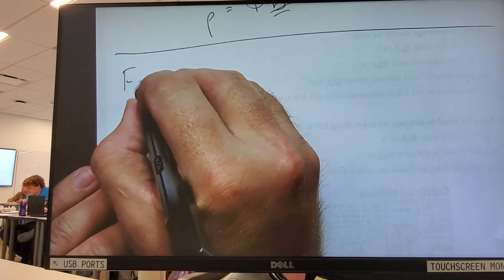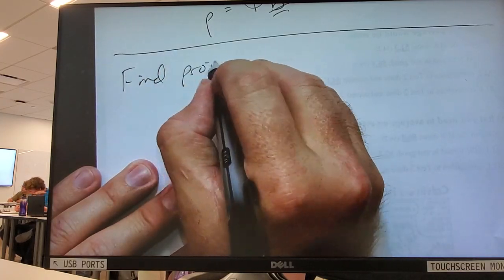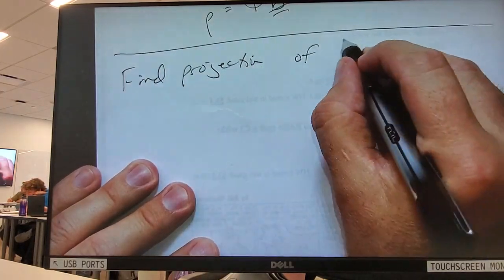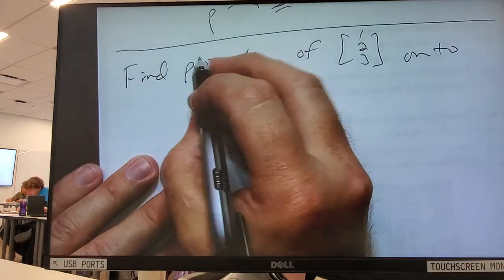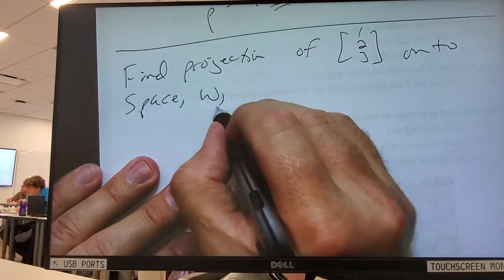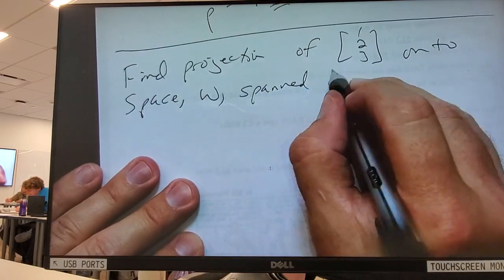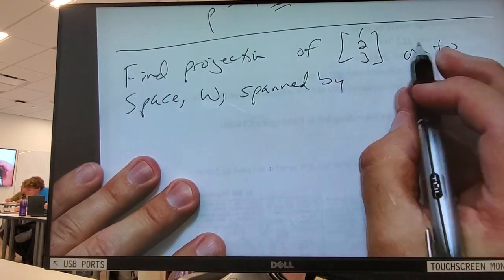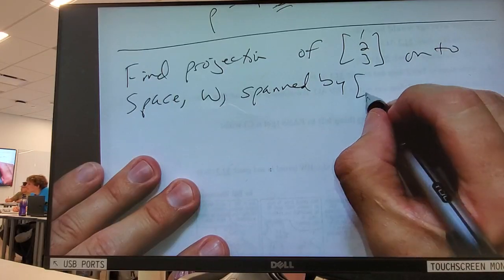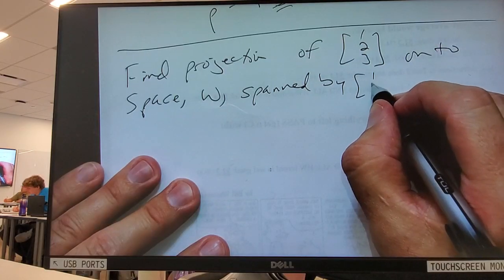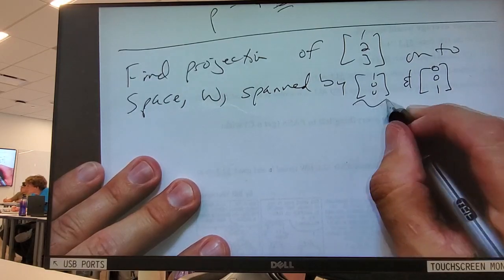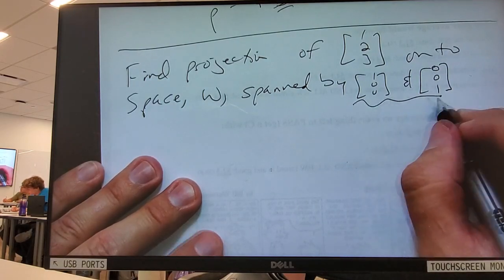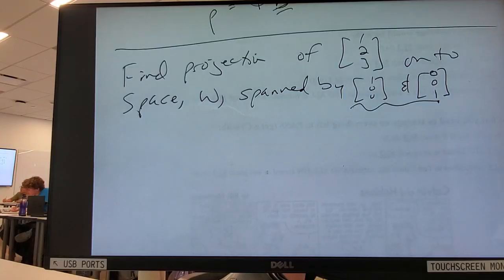I want to find the projection of (1, 2, 3) onto the space W, spanned by (1, 0, 0) and (0, 0, 1). You can't even read your own writing, Jeff, good job. Are these independent? Yes. So this would make up a set of basis vectors. They span the space and they're independent, so they are a basis set.